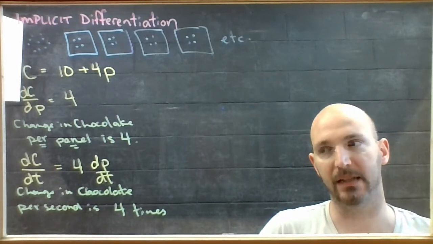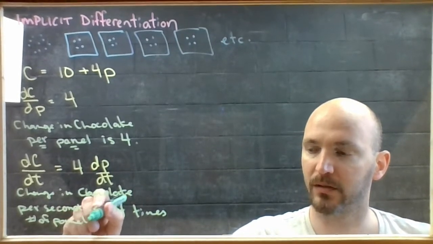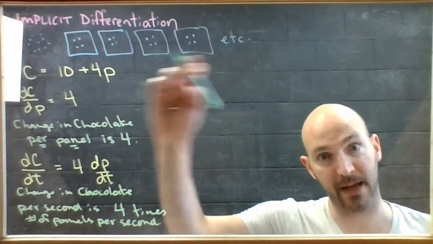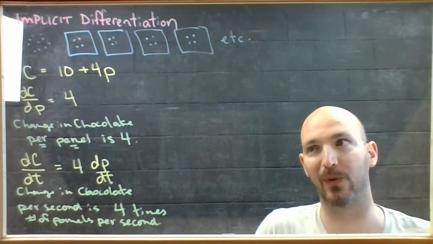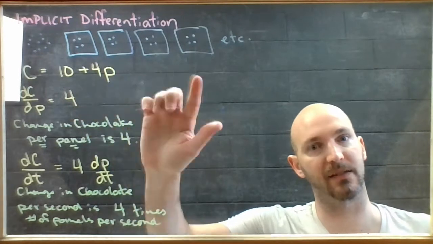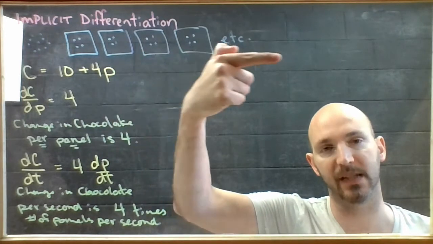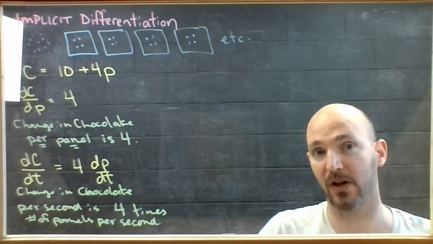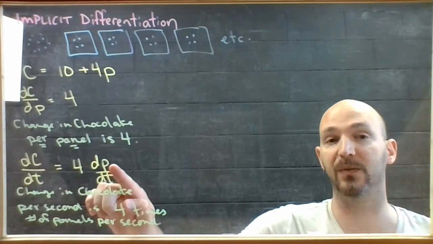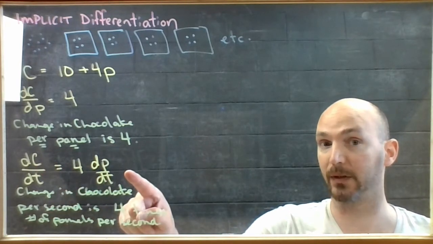Well, what's dp dt? dp dt is the number of panels per second. That's a speed. How many panels are you getting through each second as you run down the sidewalk wolfing down chocolate eggs? Of course you need that in this term. If you're trying to figure out how many eggs per second you're picking up, and I don't know how quickly I'm moving down the sidewalk, then I don't know how quickly I'm picking up the chocolate eggs. These two rates, the change in chocolate over time and the change in panels over time, are related to each other. This one depends on that one.